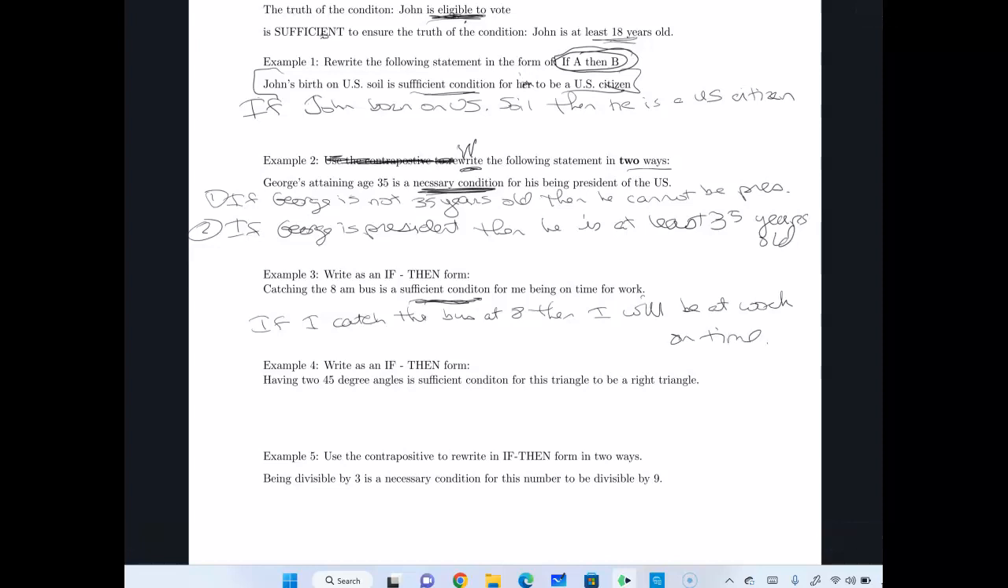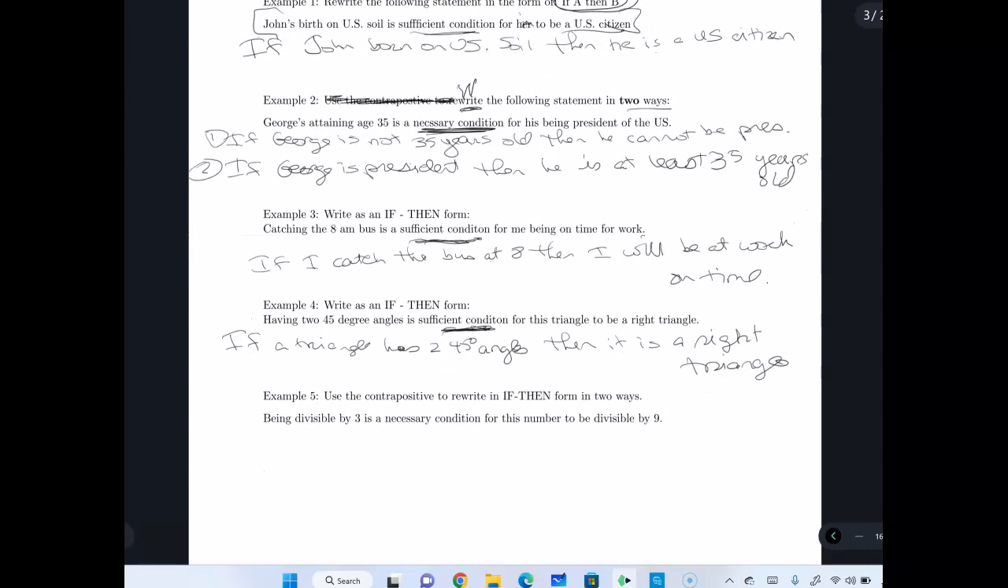Okay, here's another one. Sufficient condition. So having two 45-degree angles is a sufficient condition for this triangle to be a right triangle. So if a triangle has two 45-degree angles, then it is a right triangle.